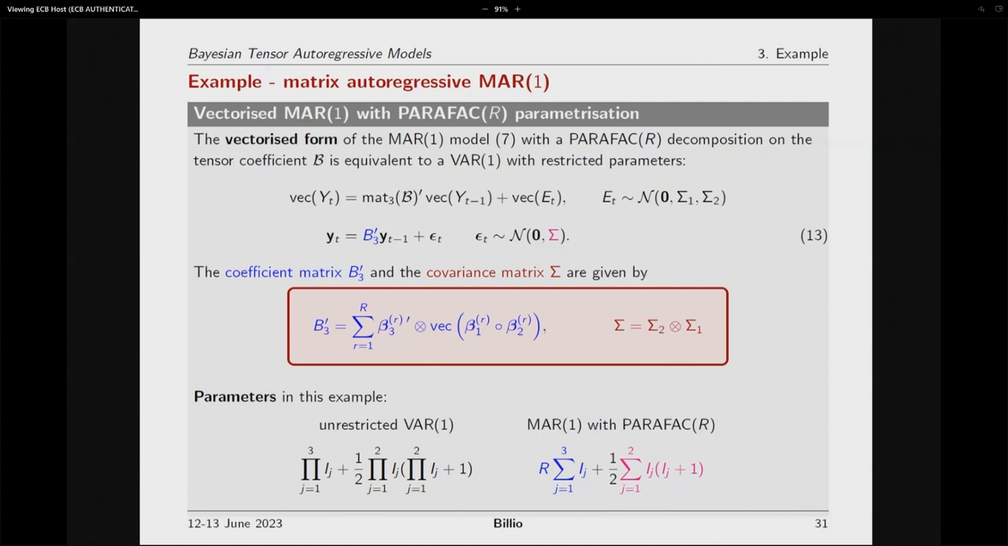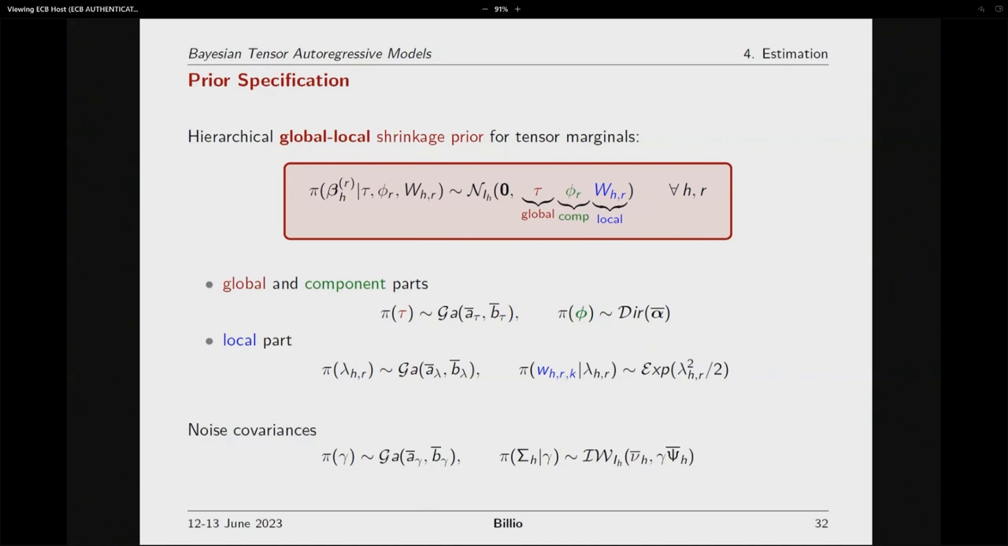It becomes difficult with the PARAFAC to use other types of priors, since working with the vectorized form is impossible, as we said. The PARAFAC is helpful since it reduces the dimension, but among the possibilities for the prior specification, the hierarchical global-local shrinkage prior appears to be the way to proceed, since we have different levels of commonality of information. This is the global part. Then there is the component part that is related to the components of the PARAFAC decomposition, and the local part that is specific for each entry.